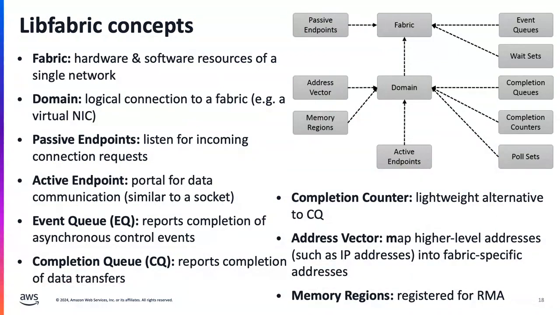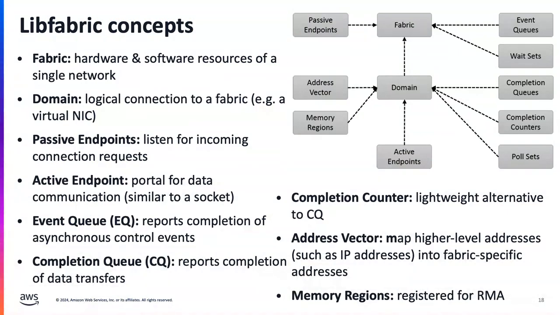I think for what we want to do, we probably want to use unconnected, so we'll probably not have to worry about that. I'll probably use datagrams as messages. Active endpoints are the portal for data communication, and you can think of active endpoints kind of like a socket in TCP/IP. And because of that asynchronous model, there are queues.